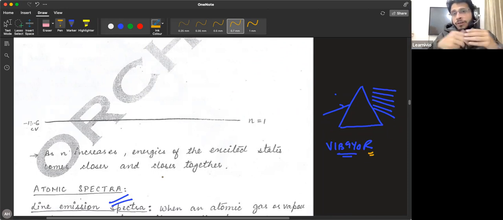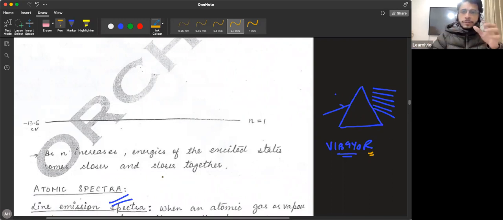But this Vibgyor is an example of continuous spectrum. Means when violet ends, indigo starts. When indigo ends, blue starts. When blue ends, green starts. Then yellow, then orange, and red, everything. So Vibgyor is an example of continuous spectrum. This is not an example of line spectrum.